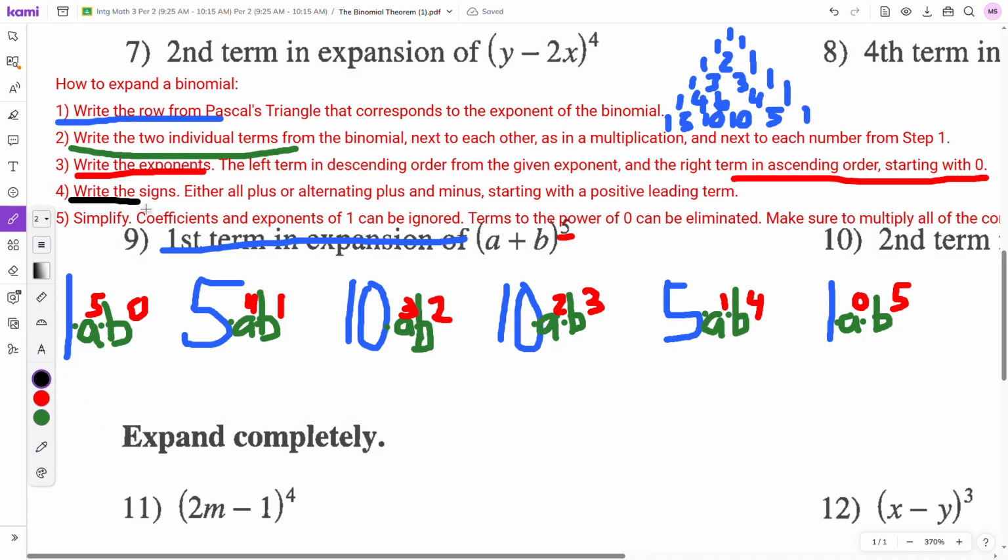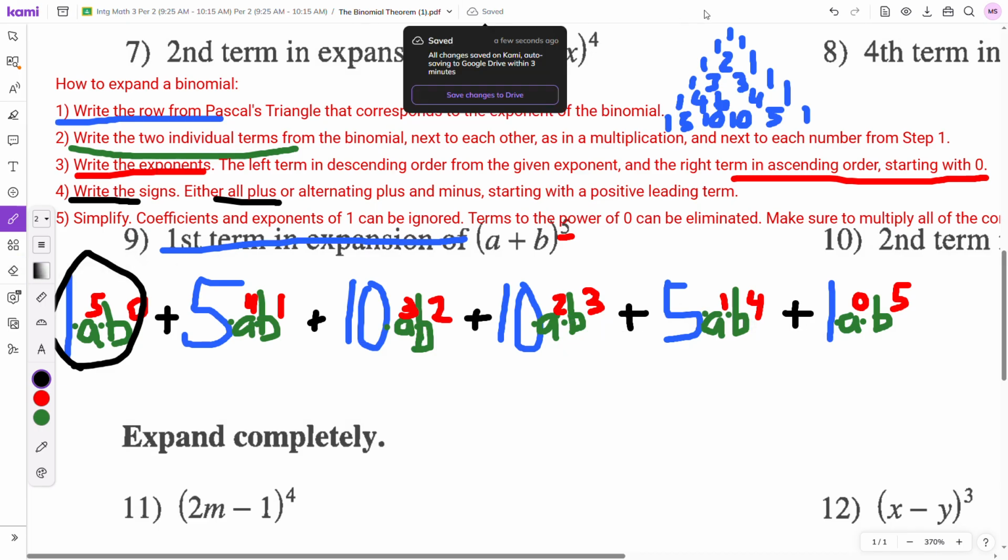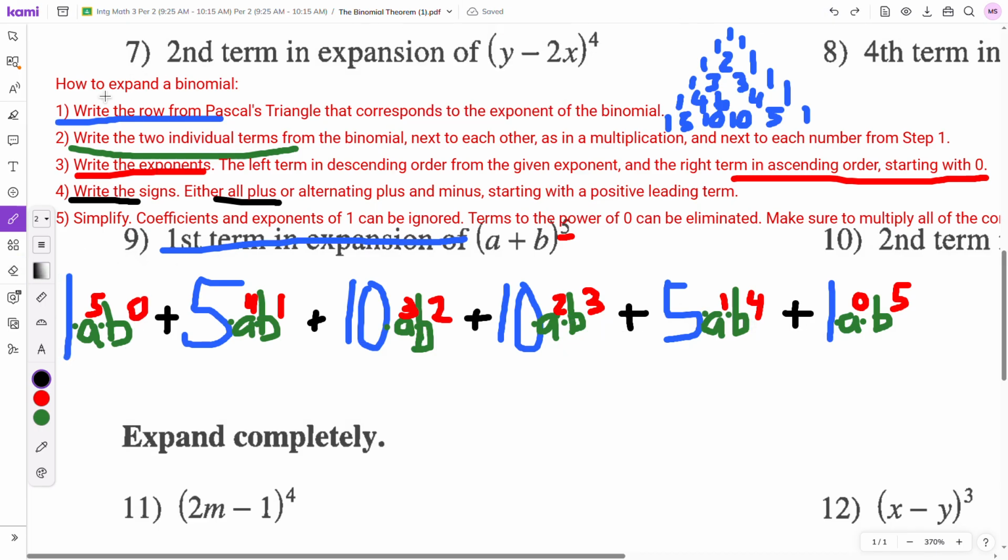Then we're going to write the signs. In this case, it's plus, so it's easy. These are going to be all plus. So I'm just going to put plus here. If it were negative, we're going to see an example on that later, but we'd have to alternate. It'd start with a positive here, and then negative, positive, negative, positive, negative. It would just alternate. But we're not dealing with that right now.